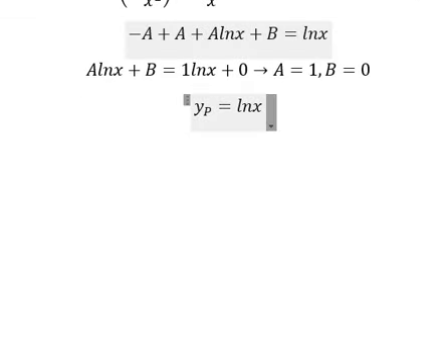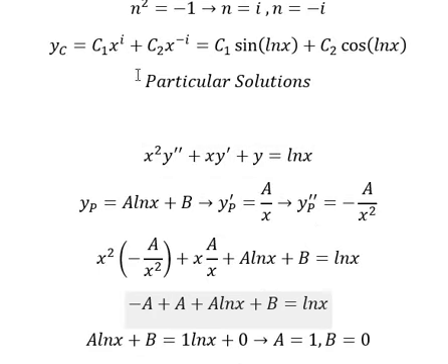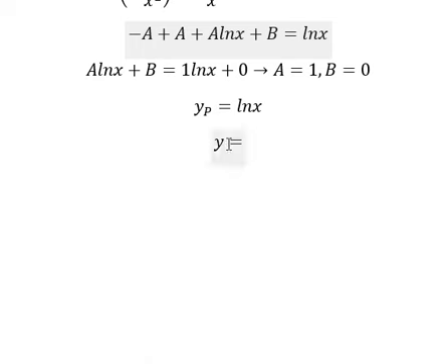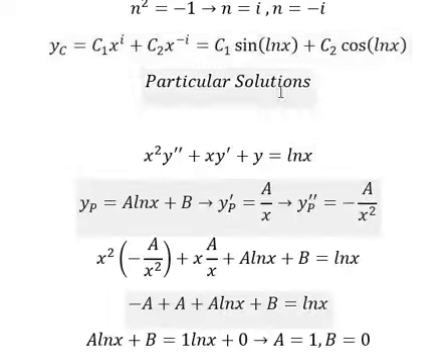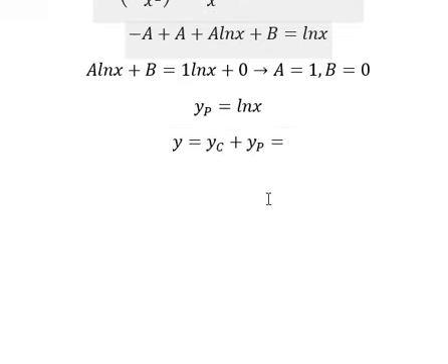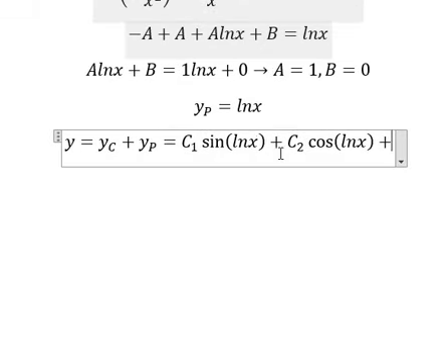So the final answer is y equals yc plus yb. So yc is this one, and yb is ln s.